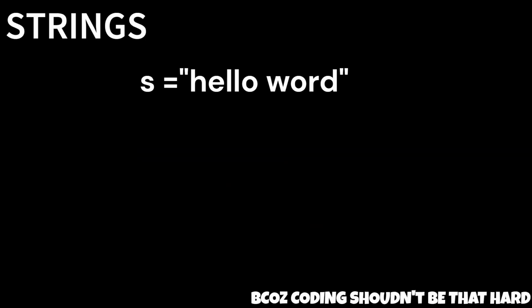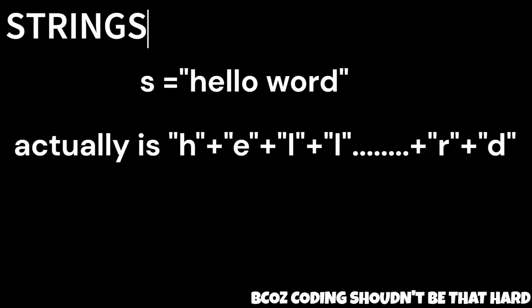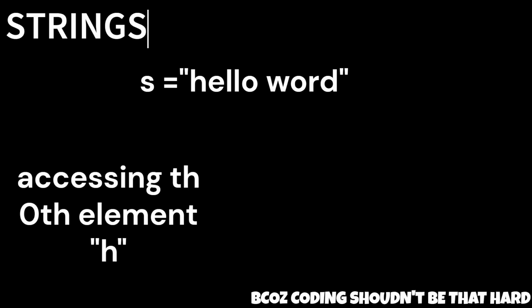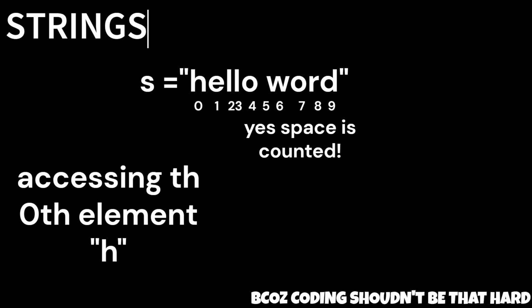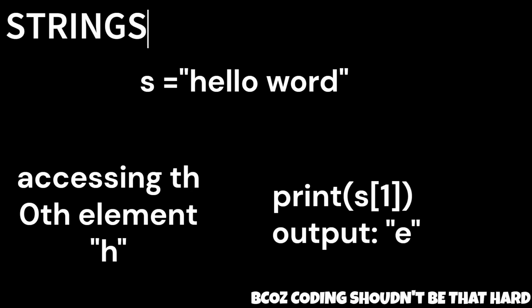A string is just text like this. But technically, it's a bunch of characters in order. So if I want to access the 0th character inside this string, I can do exactly what I do in an array. Accessing an element in a string is the same as accessing an element in an array. It'll always be big O of 1.